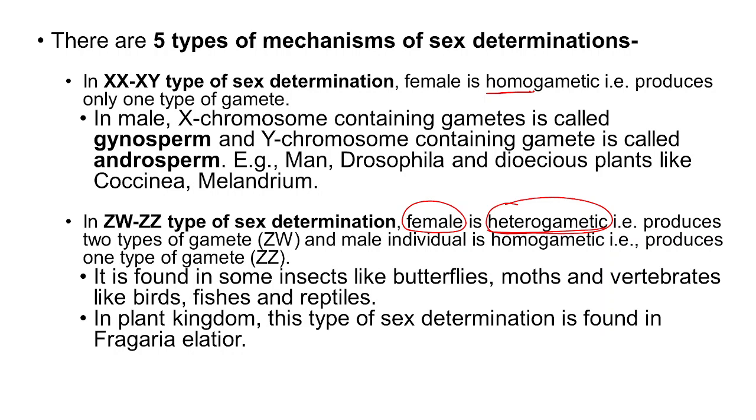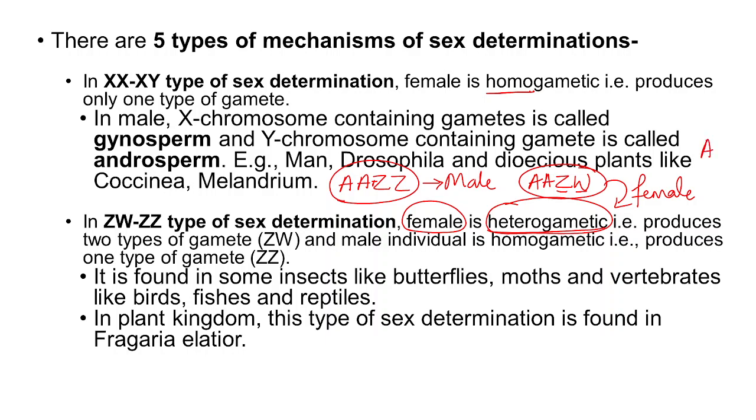That means along with the autosomes, if Z and Z is present, it will give rise to male. Okay, if along with the autosomes Z and W is present, it will give rise to the female. Since Z and W are the two different sex chromosomes present in the female here, it will produce two gametes: autosomes along with Z and autosomes along with W.